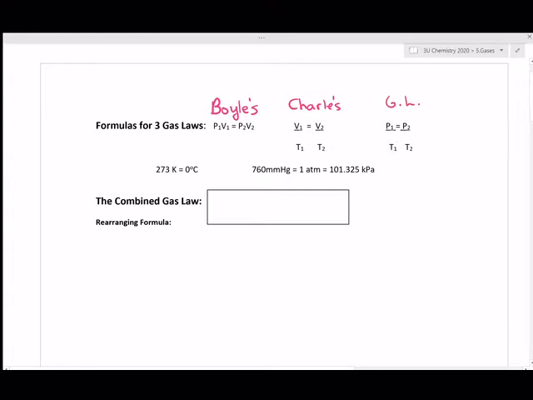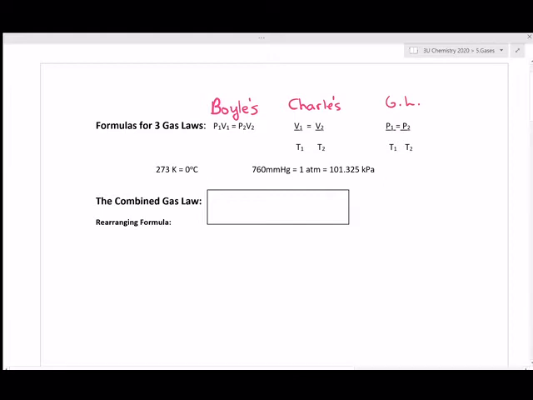Okay. So there's one thing you need to remember if you're using Charles and Gay-Lussac's formula, and that was the temperature had to be in Kelvin. You couldn't use degrees Celsius because of the fact that there's negative values, and that would just mess up the calculation. So we use the Kelvin scale, and it's easy to convert. You just add 273 to any temperature in Celsius, and that will be your Kelvin temperature.